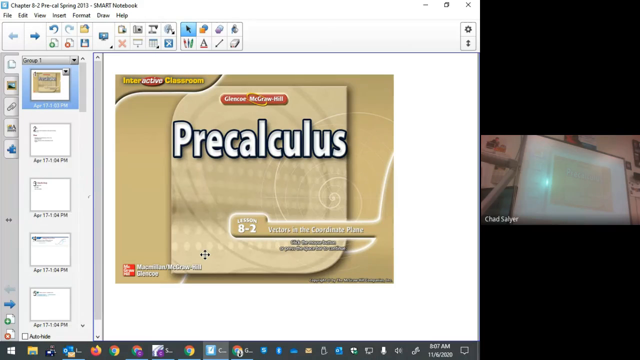So part 2 is vectors in the coordinate plane. What we did yesterday largely manually, in other words, with Euclidean tools and tactile applications and geometry, we're now going to do purely algebraically. And if you're like me, you're going to be like, whew, this makes a lot more sense.